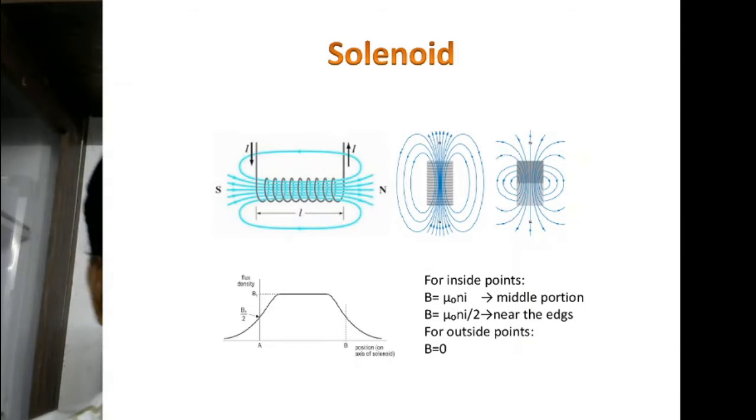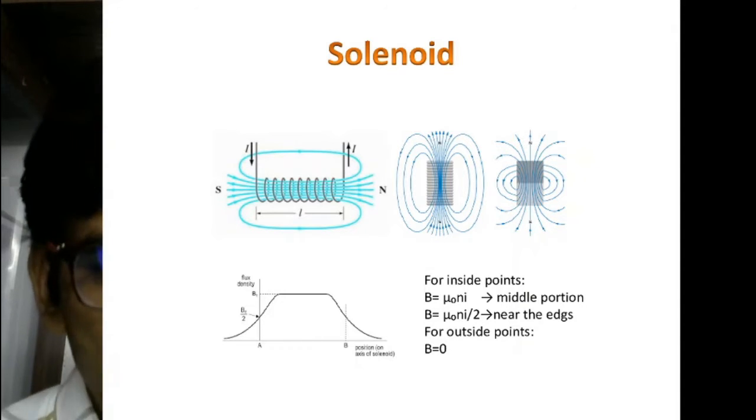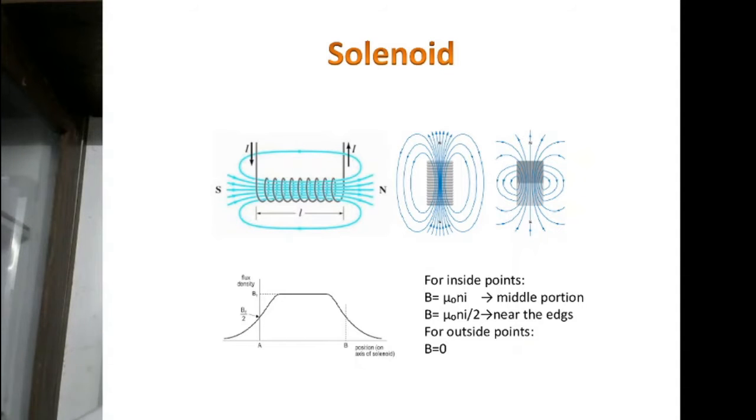That may be on the top portion or bottom portion, above or below or right or left, anywhere you go, you will find zero magnetic field. Okay, practically you have very low magnetic field in and around any given solenoid.